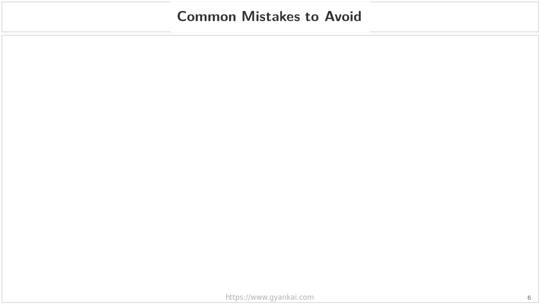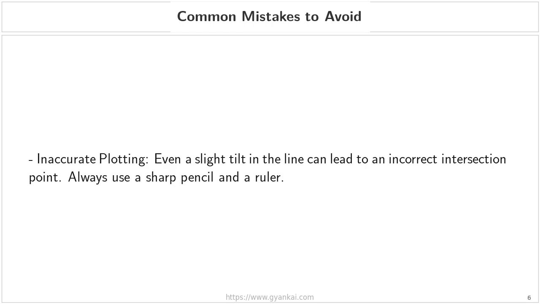Now, before we wrap up our lesson, I want to pause and discuss some common pitfalls. Even when you understand the theory, small errors in execution can lead to the wrong conclusion. First, let's talk about inaccurate plotting. As we saw in the previous steps when drawing our lines, even a tiny tilt or a slight wobble in your line can shift your intersection point significantly. This might lead you to identify an incorrect solution.